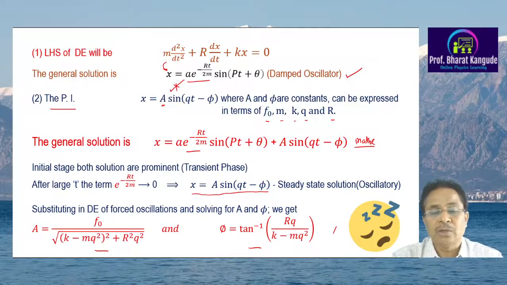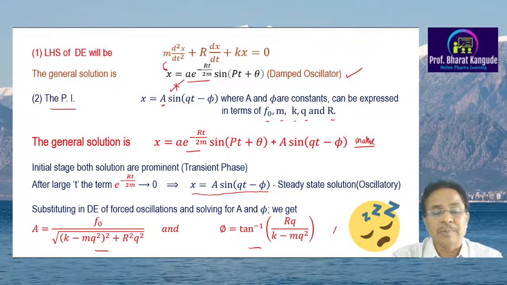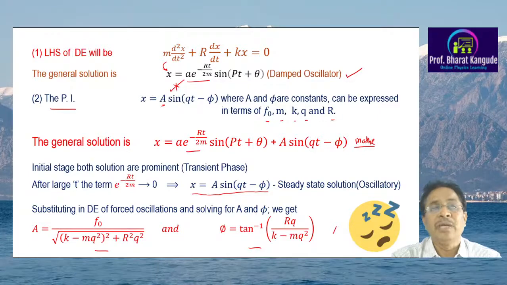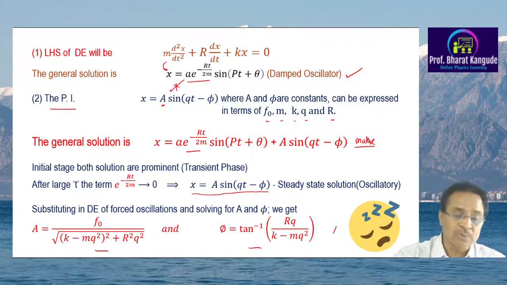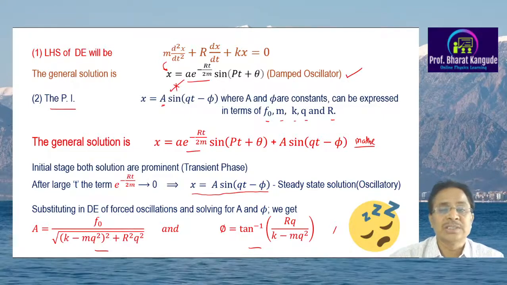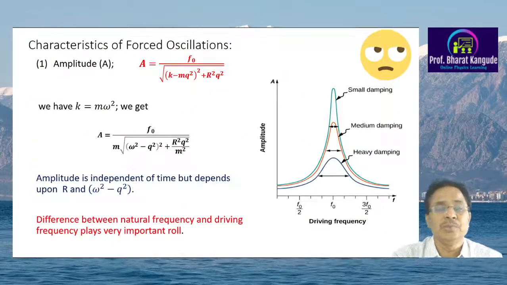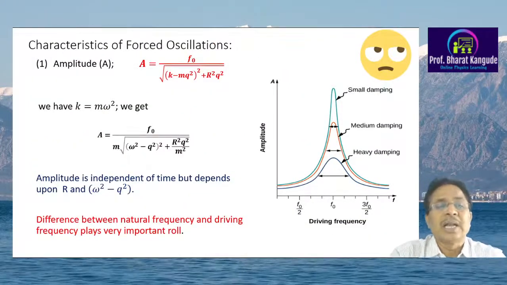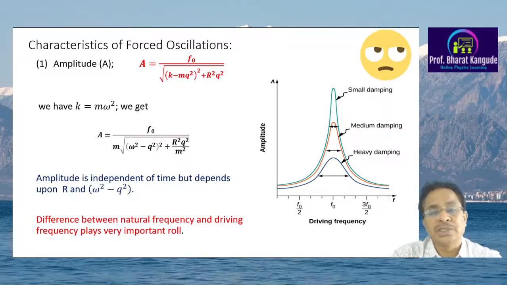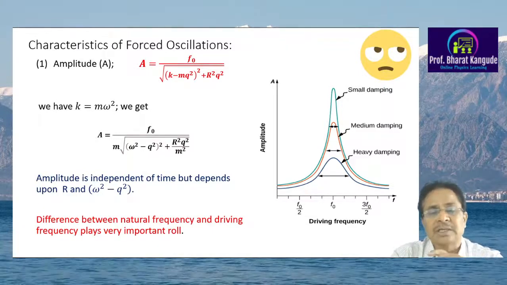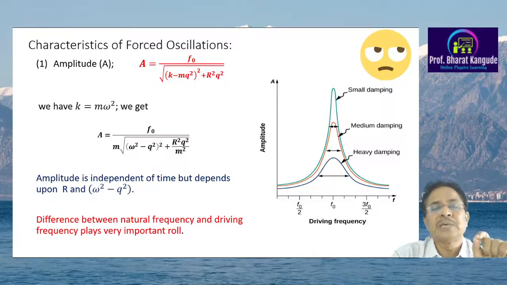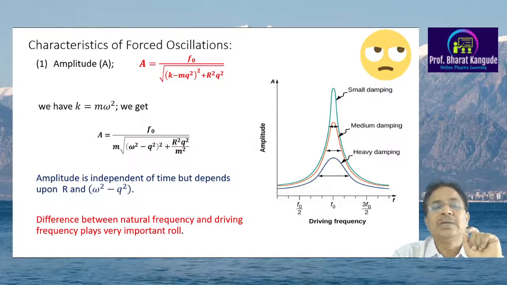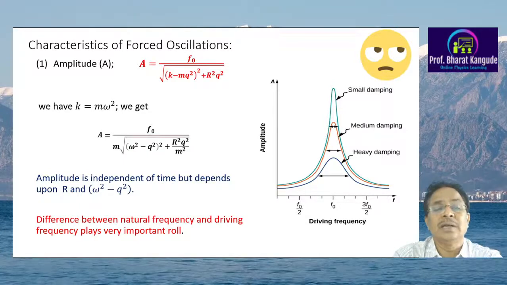So what is the point of discussion here? These are capital A and capital phi. These are the characteristics of this type of motion, called forced oscillation motion. Now let's discuss something interesting about both of these. So this is called the characteristics of the forced oscillations. Now this is a bit technical, an understanding part: how physicists have understood this type of system using the equations which we have set earlier.